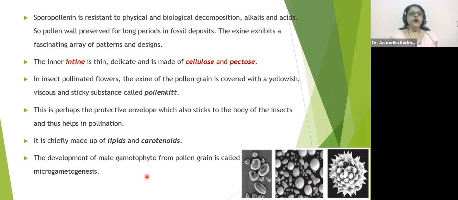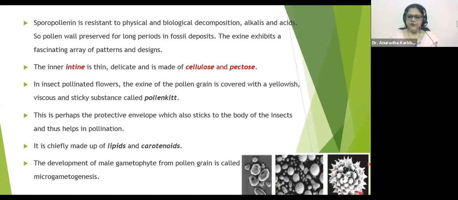So, we have got many fossil deposits wherein the pollen grains are still intact. The exine exhibits a fascinating array of different designs and patterns. So here you can see at the base of this slide, the diagrams which are showing these. Look at the wall, how it is. It is spiny over here. Here it's not entire. Here it's very, very smooth. Can you see? So these are the different designs and patterns you can see for the pollen grain, for the exam.